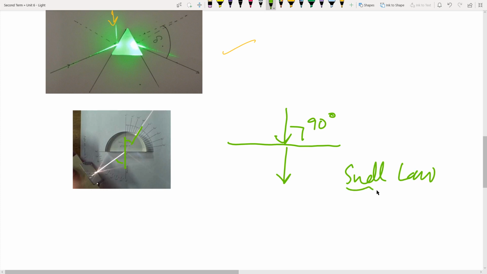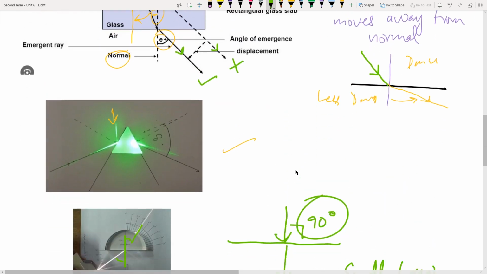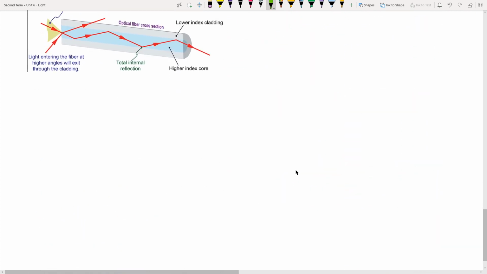Although this is not part of your syllabus, just for your understanding: when light comes at 90 degrees to any surface, it doesn't matter if there's a medium change, the angle does not change, only the speed changes. Why? Because it's already coming straight, so there won't be any angle change. And if it's coming at a very slight angle, there would be very slight changes in the angle as well. So this is a bit about refraction.